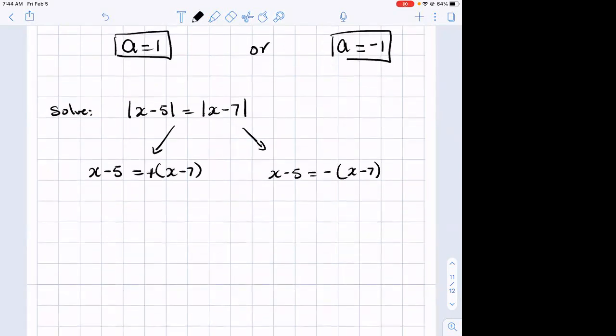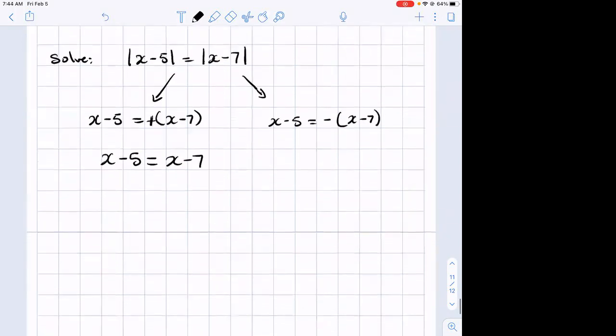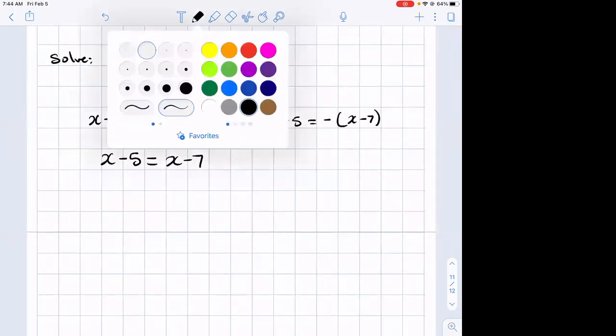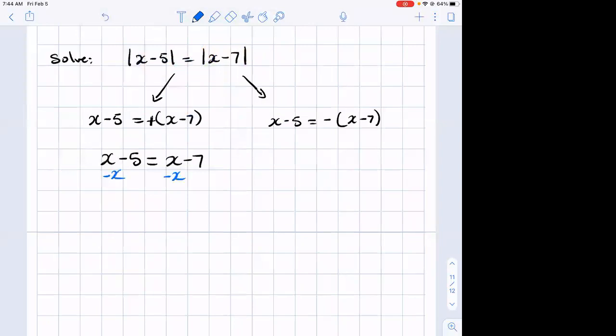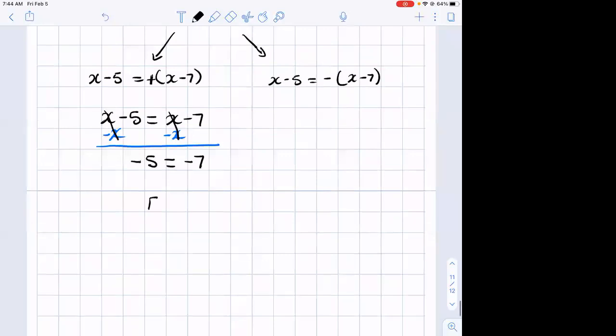So distributing the positive sign doesn't change anything. And then we solve, we always move my variables first. So in this case, I'll minus x on both sides. When I do this, observe this cancels out. We have minus 5 is equal to, this cancels out, minus 7. And here we know this is false. So there's no solution here. Okay. Let's look at the other side and see what happens. So you don't even have to check anything in this part.